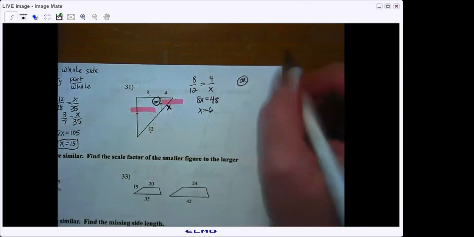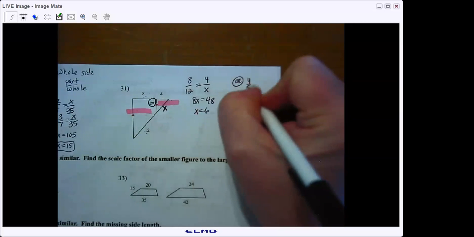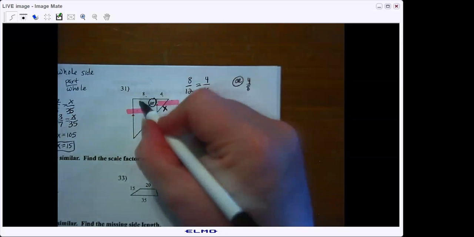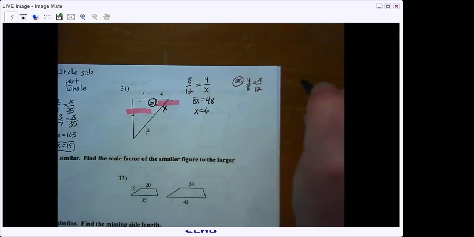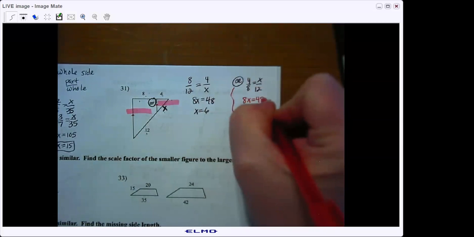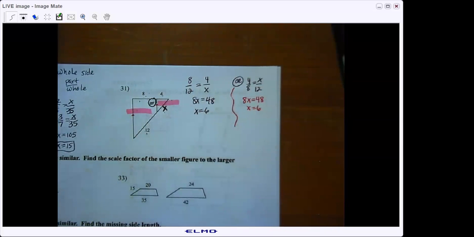I did see 2 people that did it the other way, you can do 4 over 8. So right over left. If you do right over left, you have to do right over left. So it'd be x over 12. And if you did it that way, if you'll notice, you still cross multiply and you get 8x is equal to 48. And you divide by 8, you still get x equals 6. So either way, you're going to get x equals 6. Okay. Any questions on the proportions?